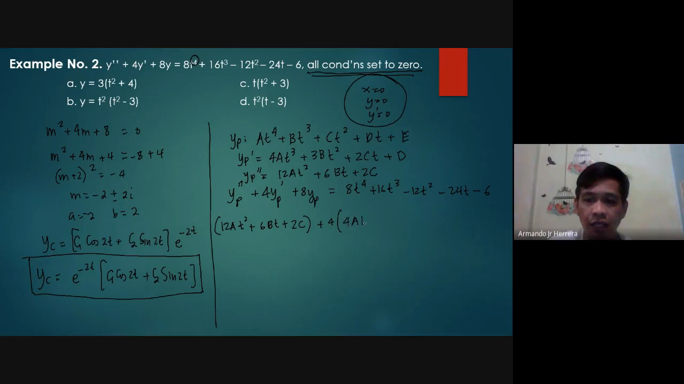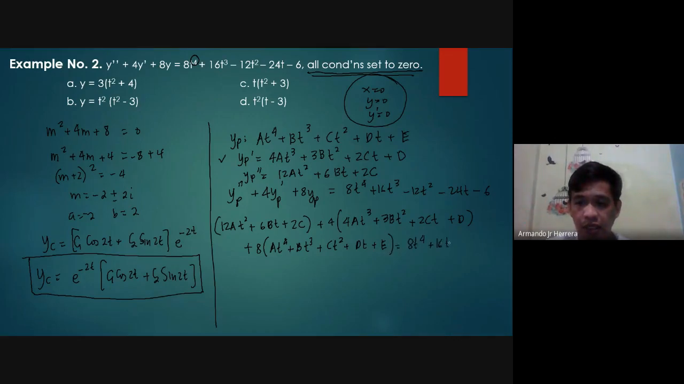Plus 4 yp prime. That's 4at cubed. Ito yung isa-substitute natin. Plus 3bt squared plus 2ct plus d. That's 4y prime plus 8yp. So that is 8 times the quantity, at to the 4th plus bt cubed plus ct squared plus dt plus e equals 8t to the 4th plus 16t cubed minus 12t squared minus 24t minus 6.